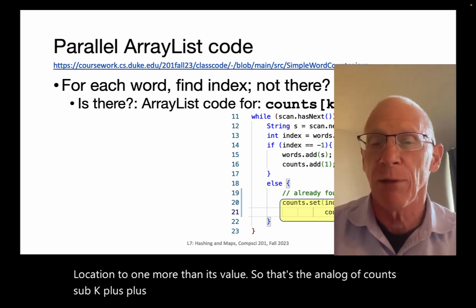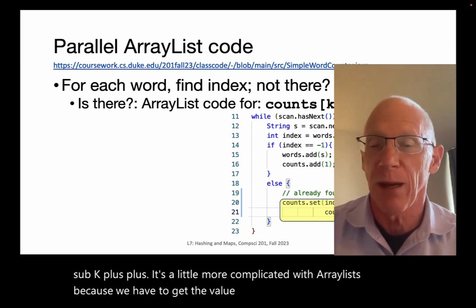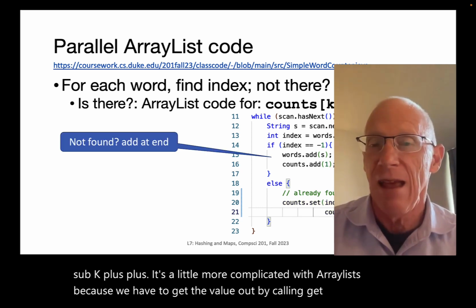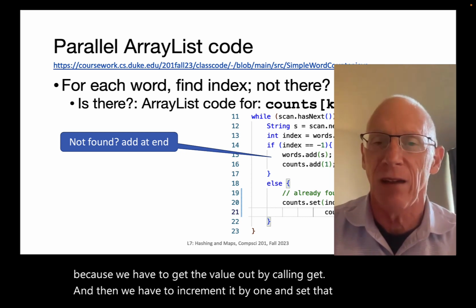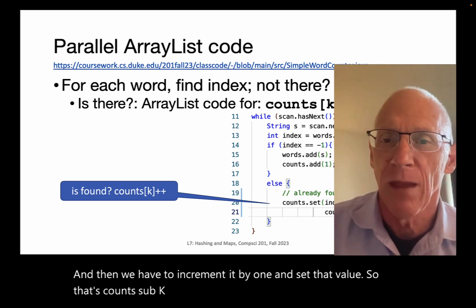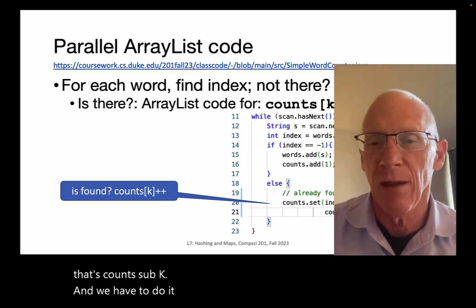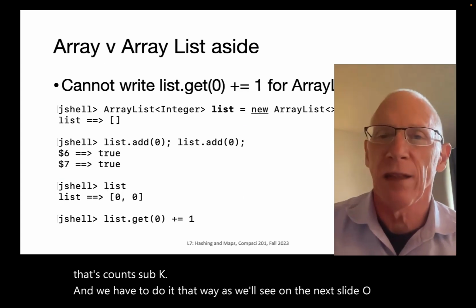It's a little more complicated with array lists because we have to get the value out by calling .get, and then we have to increment it by 1 and set that value. So that's counts sub k plus plus, and we have to do it that way, as we'll see on the next slide.